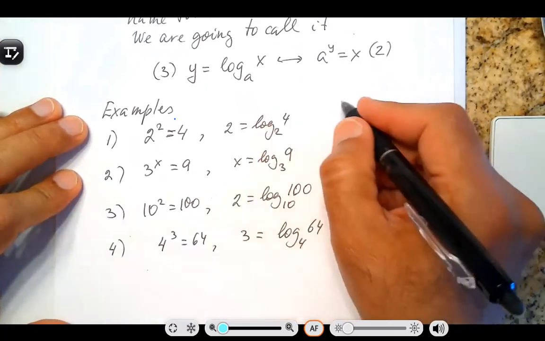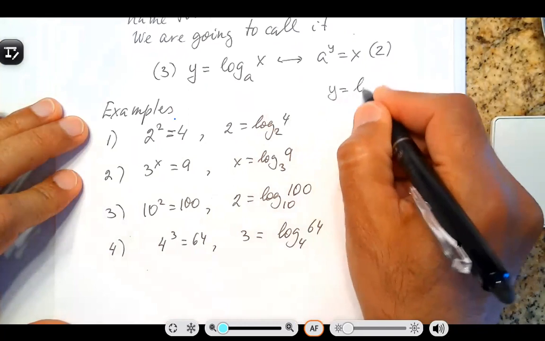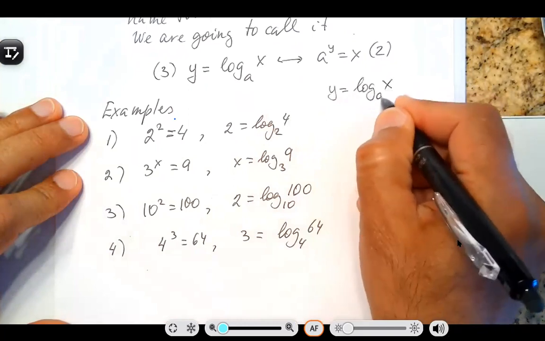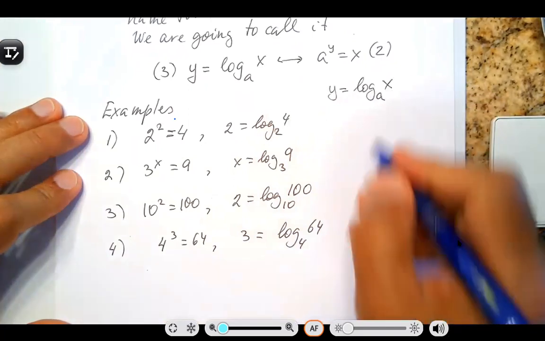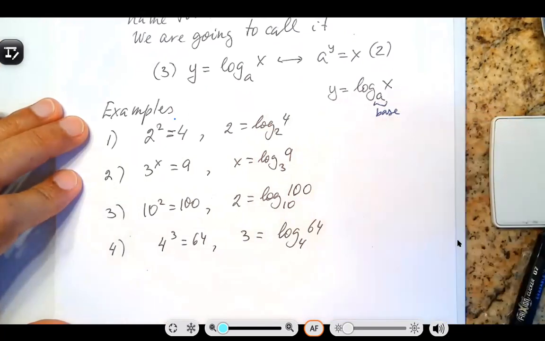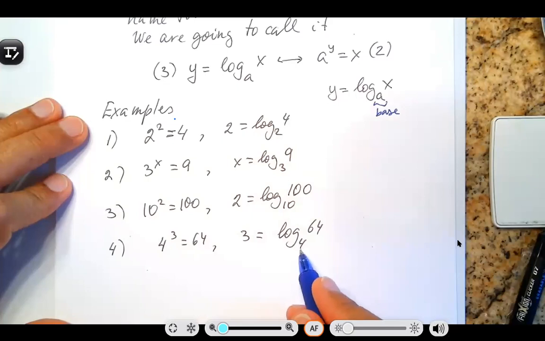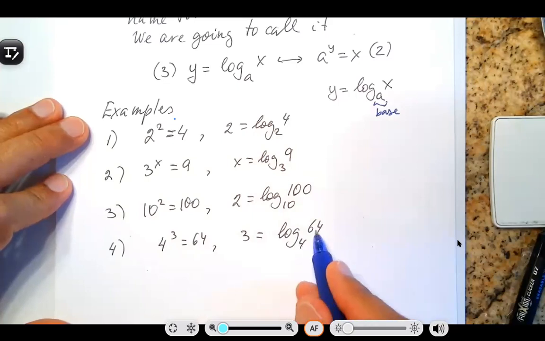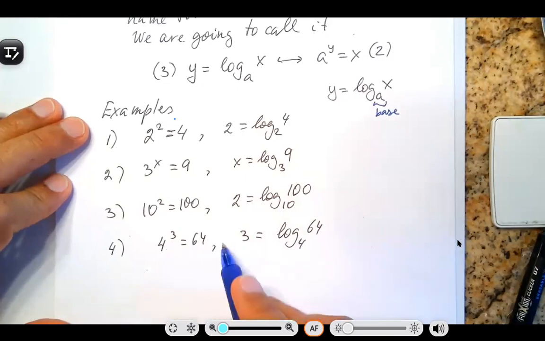So in the notation y equals logarithm x base a, a is called the base. This is the base. So simply it says, to which power does this base have to be raised to get 64? To which power do I have to raise 4 to get 64? To the third power, 4 to the third is 64.